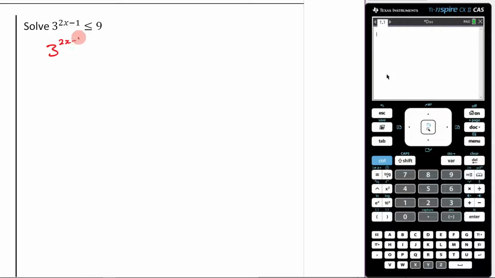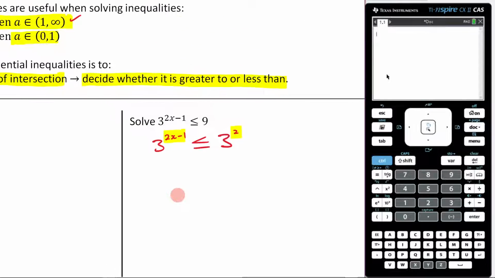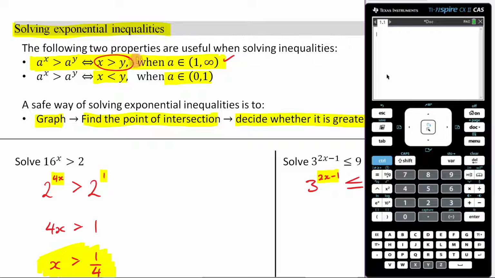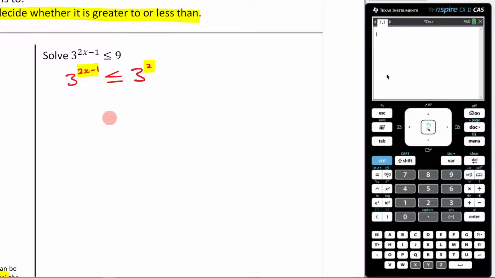So we've got 3 raised to the 2x minus 1 is less than or equal to, now 9 is the same as 3 squared. Now we're in a situation where the bases are both greater than 1. So this is simply a matter of taking the indices and then just using that inequality as we see it. So to go back for a second, we're in this scenario where a is greater than 1, so we can just say x is greater than y. In other words, we're literally taking both indices and using the inequality that we see.